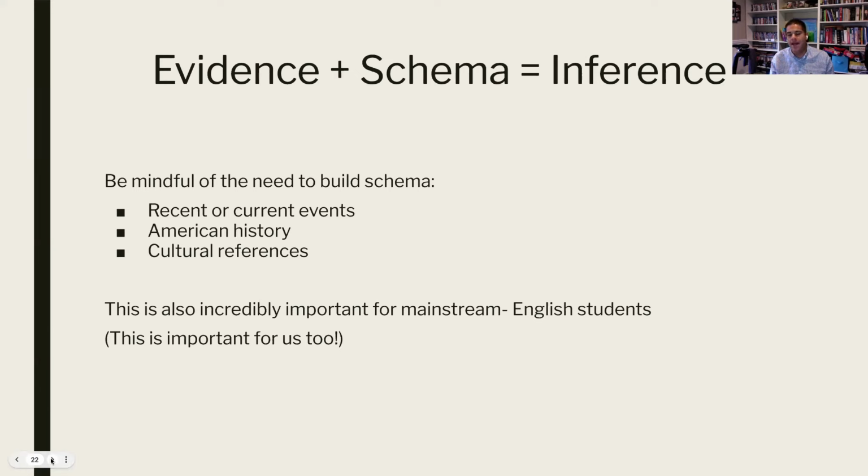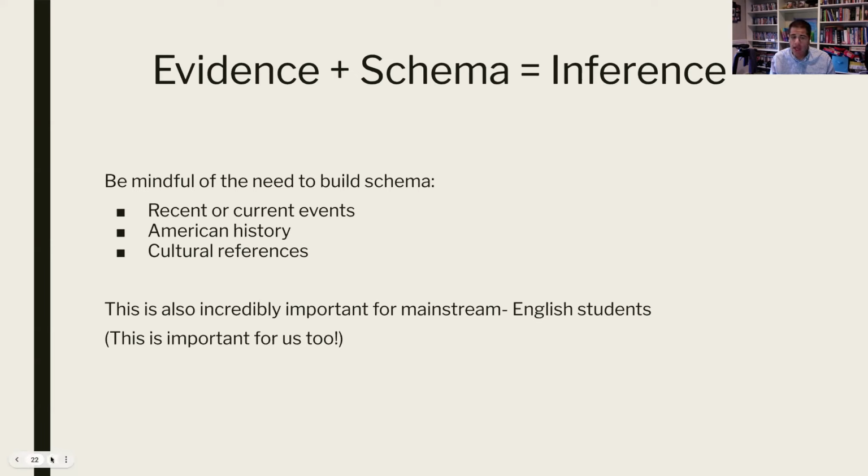But with that idea, it can be easy to say, well, just because the evidence is there... if the schema is missing, right, and if that deeper understanding of the evidence is missing, then that important piece might keep us from reaching the inference. So one of the things I try to stress, and remind myself of, is always being mindful of the need to build schema for people throughout the process of a class, right?